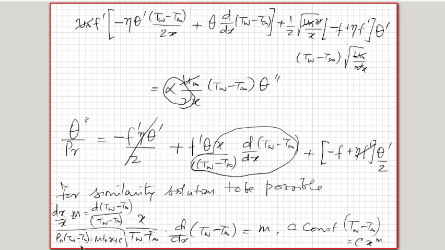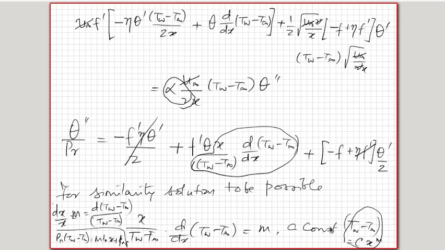Okay, so if I take out the logs, if I write c as log c, then I get c x to the power of m on the right hand side, and if I remove the logs, I get this expression. So under the condition that T wall minus T infinity is equal to c x to the power of m, this will become a similarity solution, but otherwise this will not be a similarity solution.